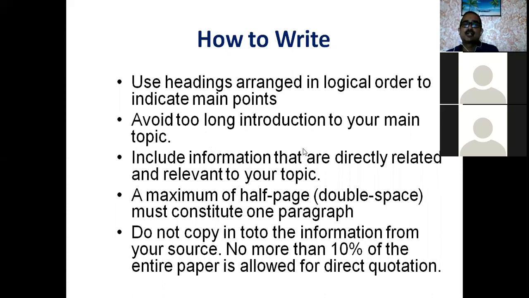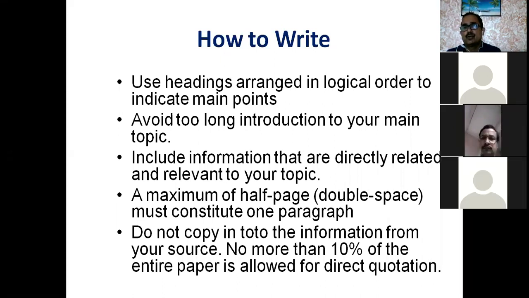Do not copy in toto the information from your source. Not more than 10% of the entire paper is allowed to be direct quotation. That is very important, because for plagiarism checking, if you directly mention more than 10% of a particular topic during research review or somewhere else, then the plagiarism software will not allow you. So even in the research review, do not quote more than 10%.